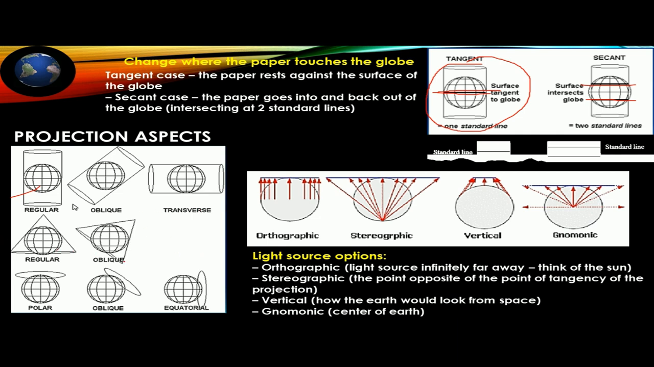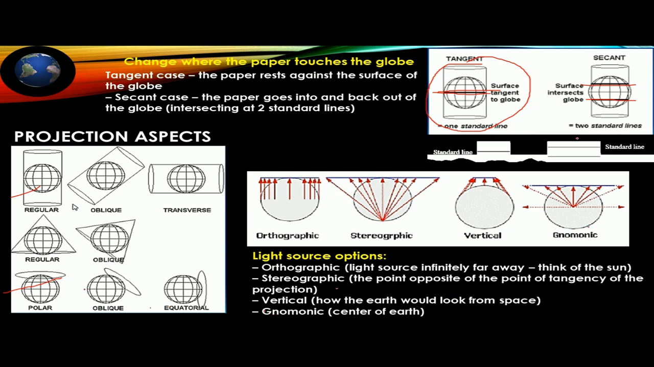Similarly for conical also we have regular and oblique. It depends on which direction or which angle you are keeping your paper. Similarly for azimuthal also: plane, polar, oblique and equatorial. In terms of light source options, we have orthographic, stereographic, vertical projection or gnomonic projection. So you can see all these orthographic, stereographic, vertical and gnomonic projection systems as per the light source.